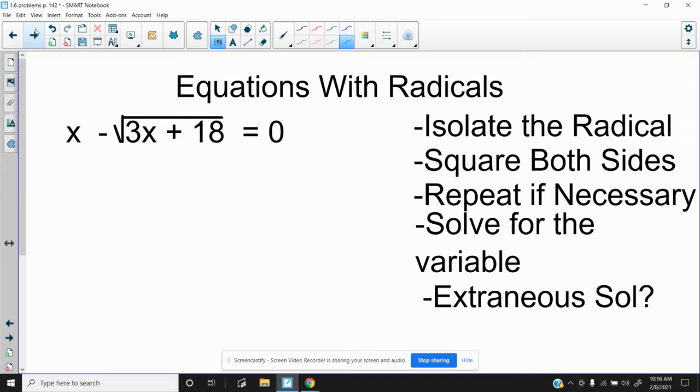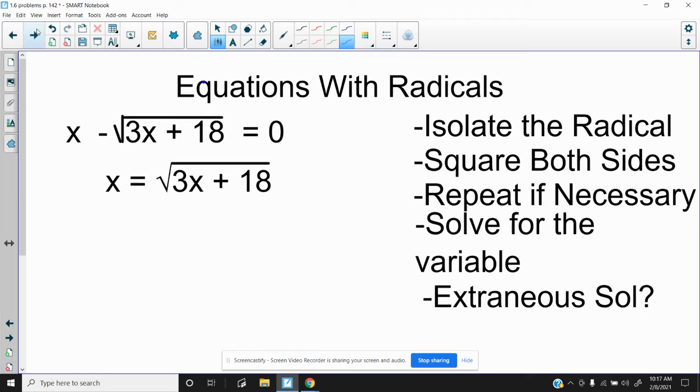What you need to do first is isolate the radical so that we can square both sides to get rid of the radical. Or if you had a cubed root, you would isolate the radical so that you could cube both sides to get rid of the radical. If you have more than one radical, you'll have to repeat steps 1 and 2. Once you get rid of the radical, you just solve your equation and then look for extraneous solutions.